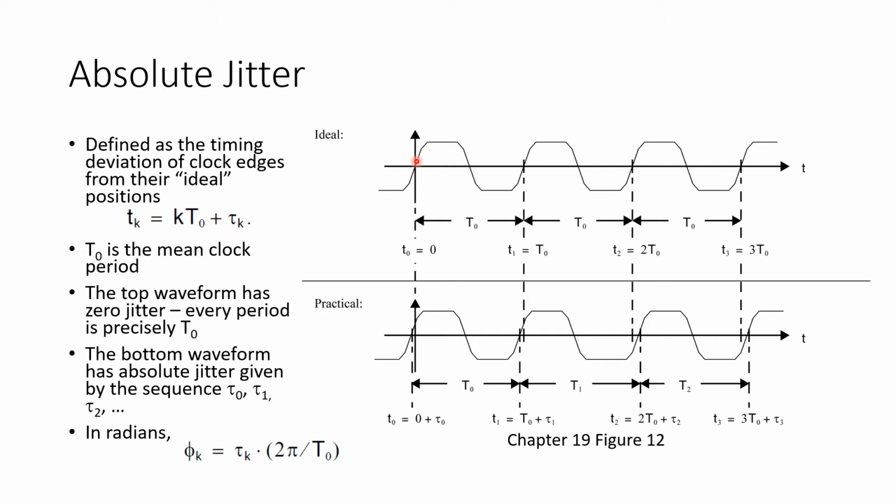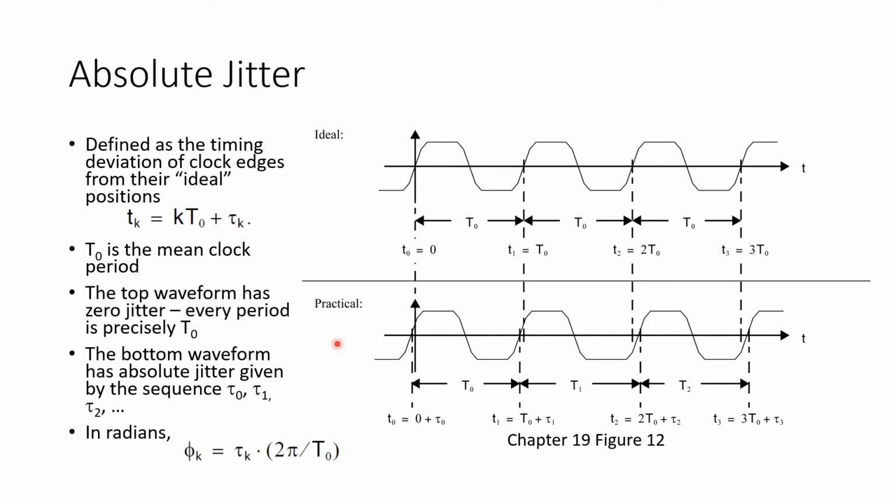In some applications, we care about the precise shape of the waveform, but most of the time, we just care about its periodicity. So a periodic waveform should repeat at regular intervals. An ideal clock would maintain the same period, labeled here T sub 0, over and over and over again. But a real clock will deviate from this ideal. So we define absolute jitter as the timing deviation of real clock edges from their ideal positions, which should be uniformly spaced with spacing of some period T sub 0.